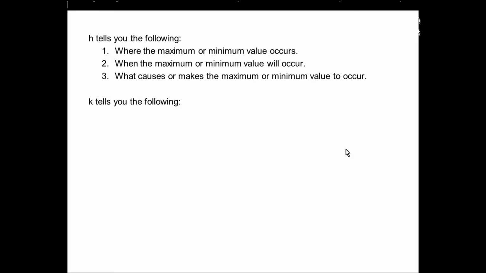Now, what does k tell you? k only tells you one thing. k tells you what the maximum value is. You know, like, what is it? Like, what is the maximum income? What is the maximum height?